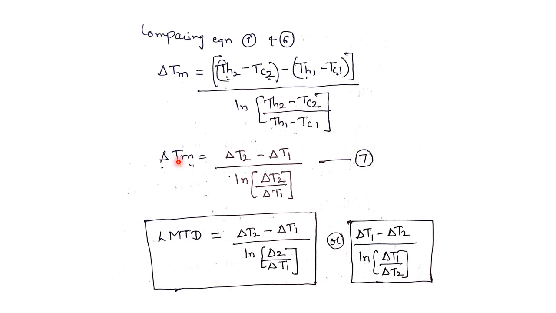As this temperature difference varies in a logarithmic manner, this delta Tm is replaced by LMTD, the logarithmic mean temperature difference. This will be equal to delta T2 minus delta T1 divided by log of delta T2 divided by delta T1. Or the same equation I can write in this way also: LMTD is equal to delta T1 minus delta T2 divided by log of delta T1 divided by delta T2. So this is the derivation of the LMTD, the logarithmic mean temperature difference, for a parallel flow heat exchanger.